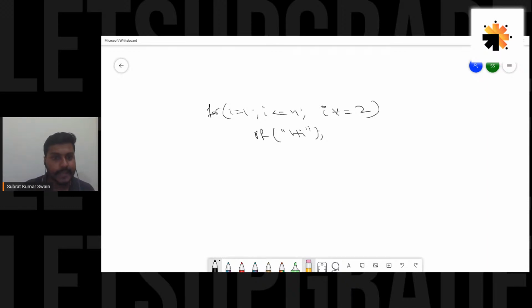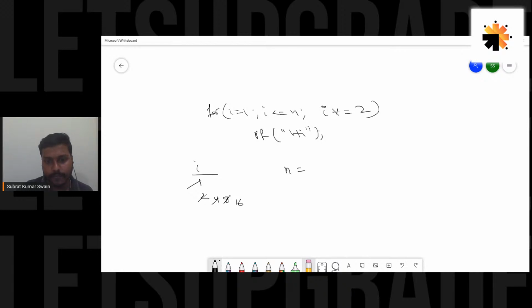See this. First time the i value is 1. What would be the value of i next time? 2, right? Next time the i value would be 4, because we are multiplying i by 2 every time. Next time it would be 8, next time 16, and so on. It would continue. Let's take a value of n.